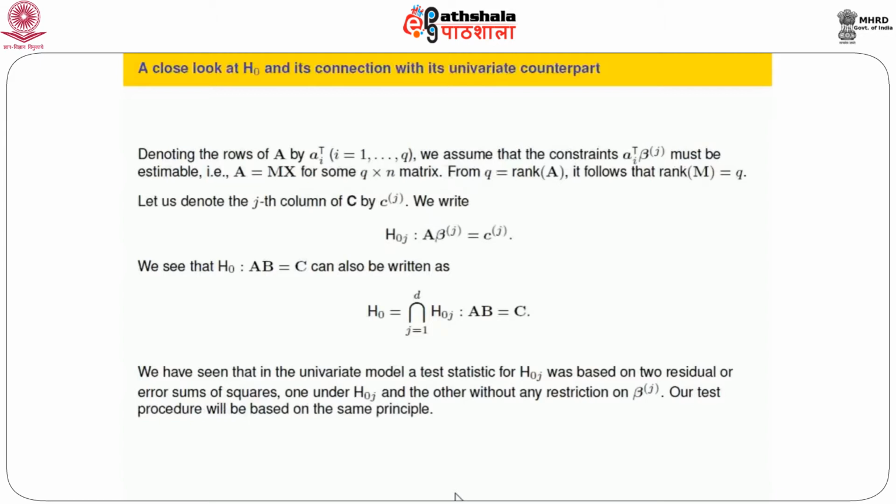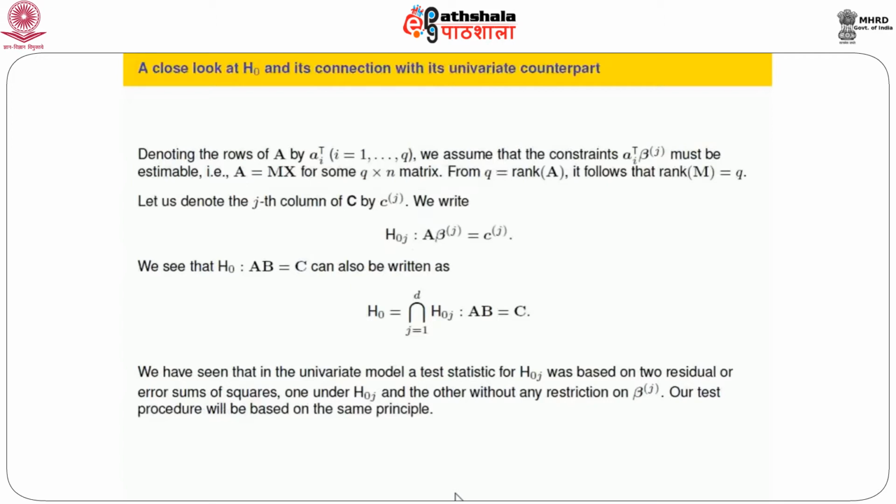So what we do now, we assume that the jth column of capital C is c_j, denoted by C superscript j. So what are the corresponding hypotheses? If we look at AB = C, and we recall that the columns of B are denoted by beta_1 through beta_d, then the hypothesis AB = C means A beta_1 = c_1, A beta_2 = c_2, up to A beta_d = c_d. Therefore this hypothesis can be written as the intersection of all these: the intersection of H_0j for j from 1 through d is the same as AB = C.